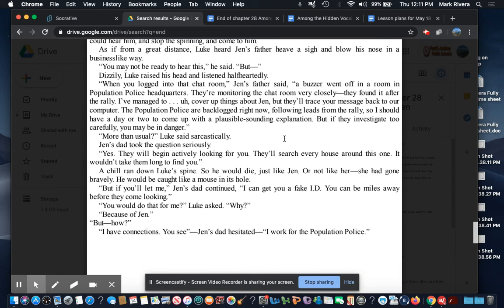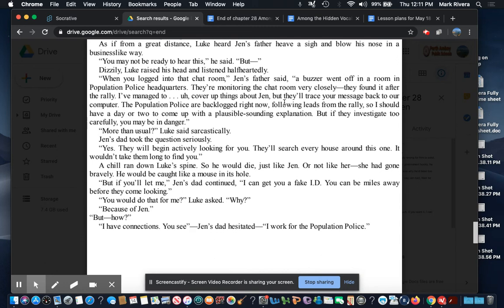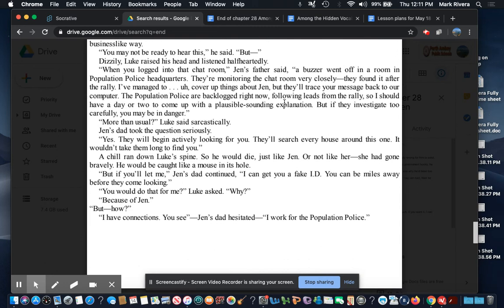More than usual? Luke said sarcastically. Jen's dad took the question seriously. Yes, they will be actively looking for you. They'll search every house around this one. It wouldn't take them too long to find you. A chill ran down Luke's spine. So he would die, just like Jen. Or not like her. She had gone bravely. He would be caught like a mouse in its hole.